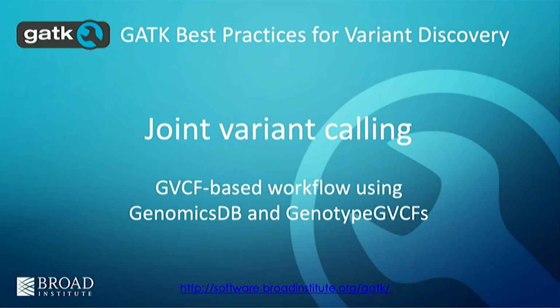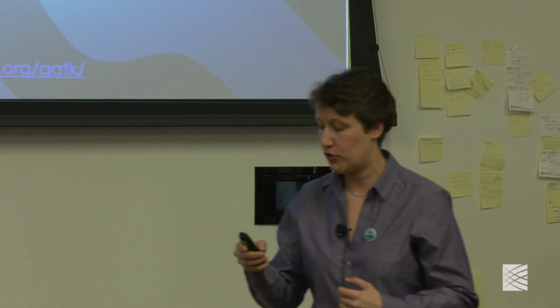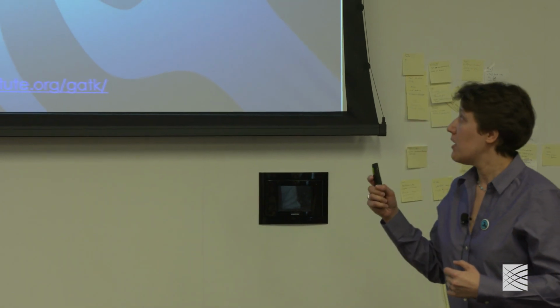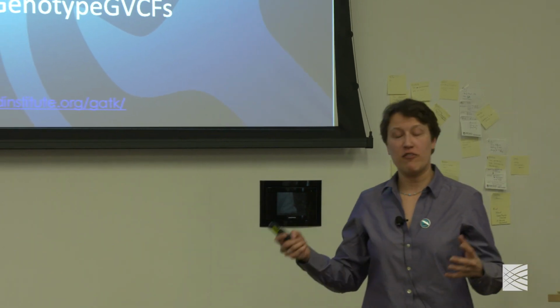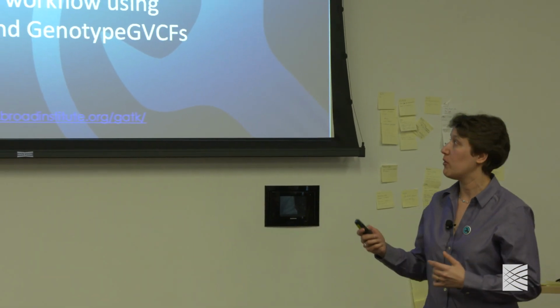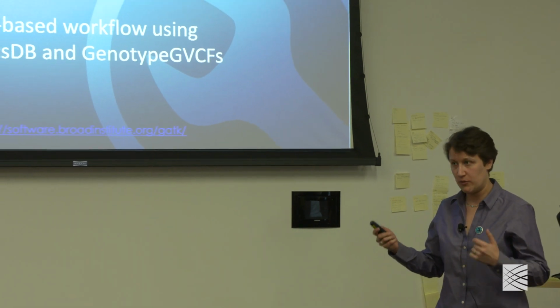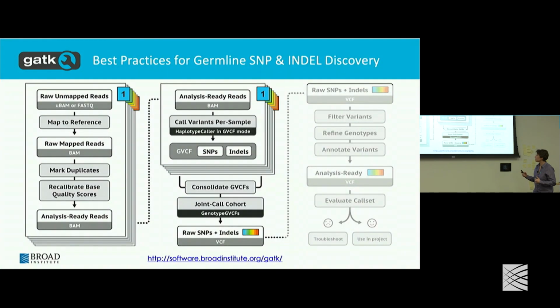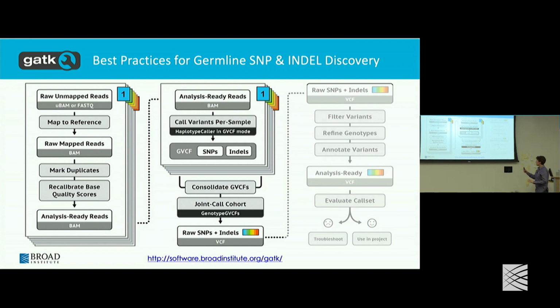Let's talk about the second part of the two-step variant calling process that we recommend for germline short variants, which is this GVCF-based workflow, which we've been talking about quite a bit. So now we're going to dive into the specifics of how it works. Okay, so you're going to start knowing this particular diagram by heart at this point, our overall best practices.